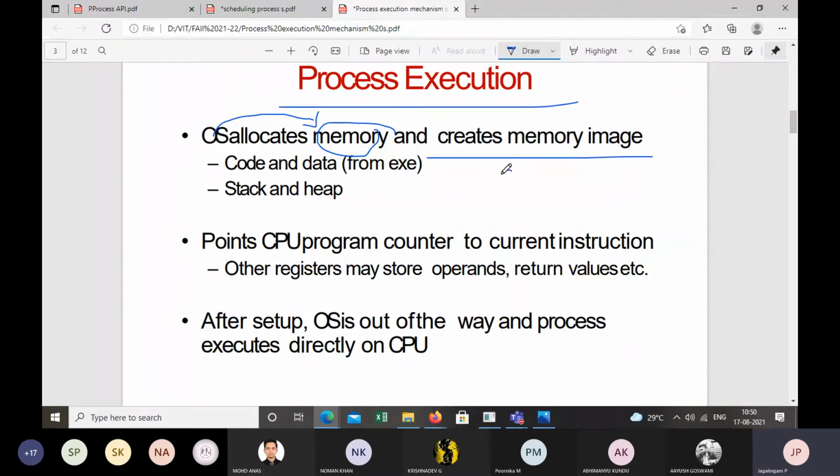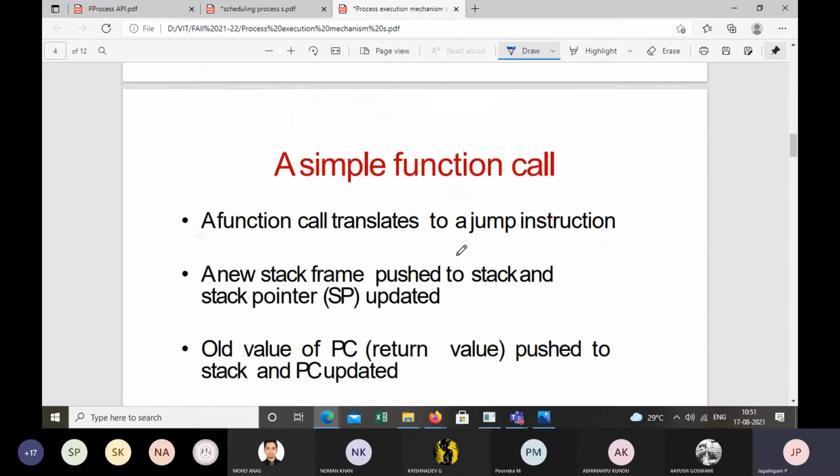The second thing it does is, you have a CPU. In the CPU, you have multiple registers. So these registers will be set up next by the operating system, that is program counter, data register, and then stack pointer. So after all of these setups, the operating system is just out of the way, and then the process directly runs on the CPU, right?